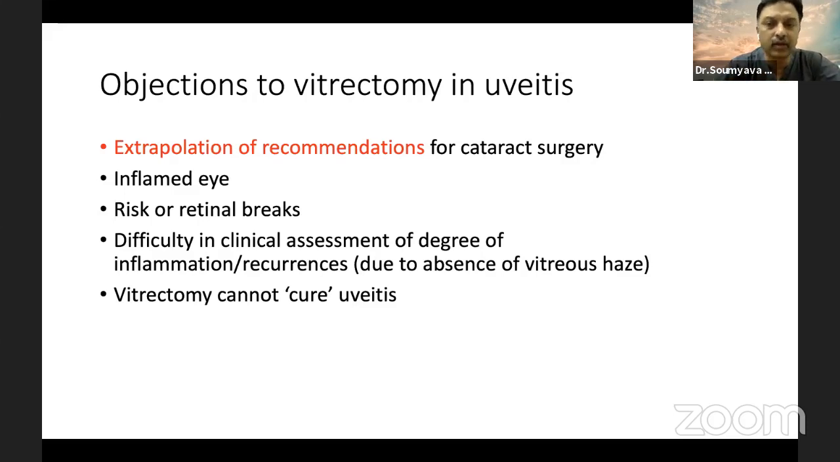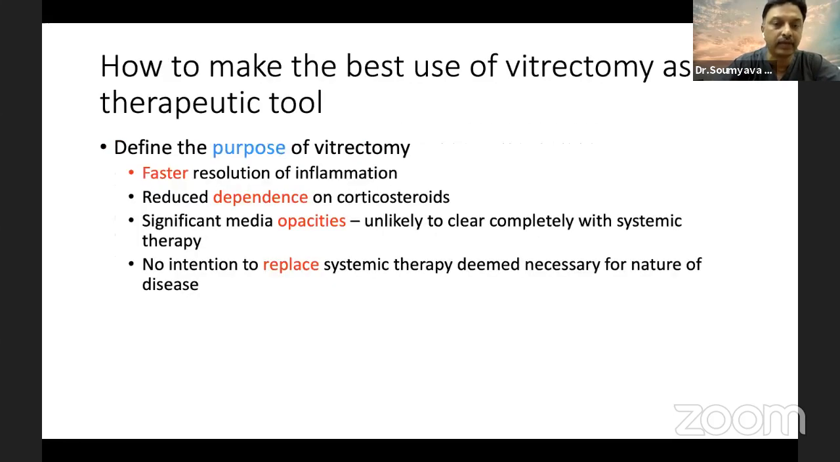So why do we still talk about using vitrectomy as anti-inflammatory therapy in uveitis? Now, to do this, we have to first define why we want to do this vitrectomy. The main purpose is the faster resolution of inflammation. The focus is on the word faster. The same thing can happen with medical therapy as systemic therapy as well, but here we are looking for faster resolution of inflammation and reduced dependence on the medical therapy, specifically the corticosteroids, which come with their own set of side effects.